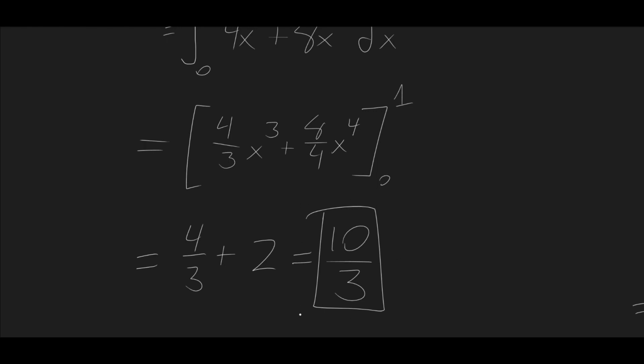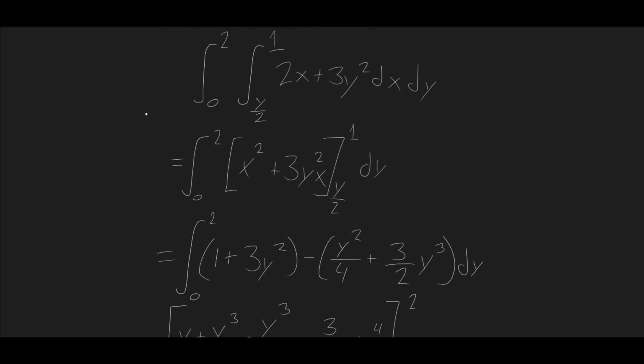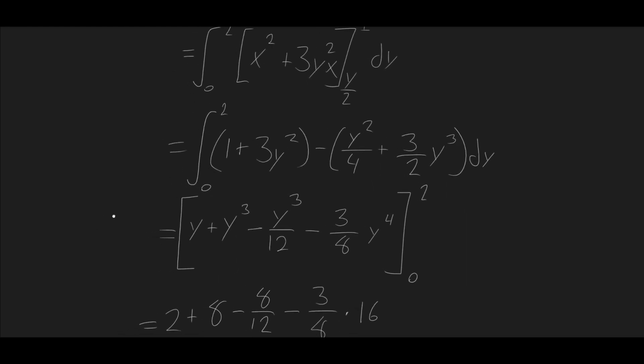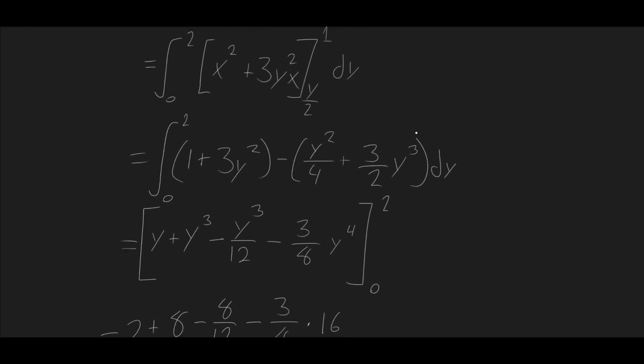So now let's go ahead and look at the second double integral and see if it gives us the same answer. So the second double integral is now in the form of dx dy. So we have the integral from 0 to 2, the integral from y over 2 to 1 of 2x plus 3y squared. And then this turns into, when we evaluate the first inside integral for x, x squared plus 3y squared times x, evaluated from y over 2 to 1. And then we get this pretty long polynomial here.